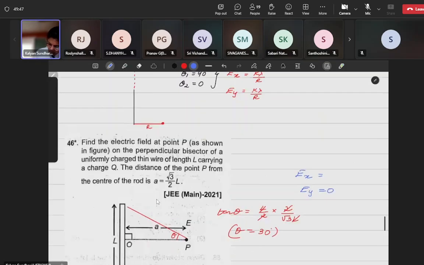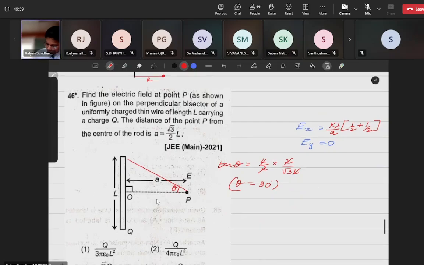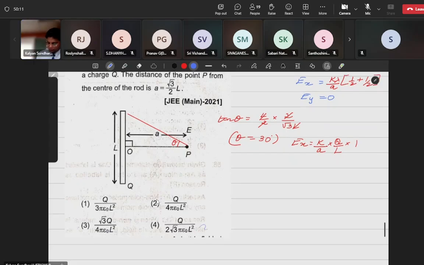Now only E along X. E along X will be what, sir? K lambda by R, R is this distance A, into 1 by 2 plus 1 by 2. So E along X will be equal to K by A into lambda, which is Q by L, into 1. Correct? The final option you have to write in terms of L, not in terms of A.